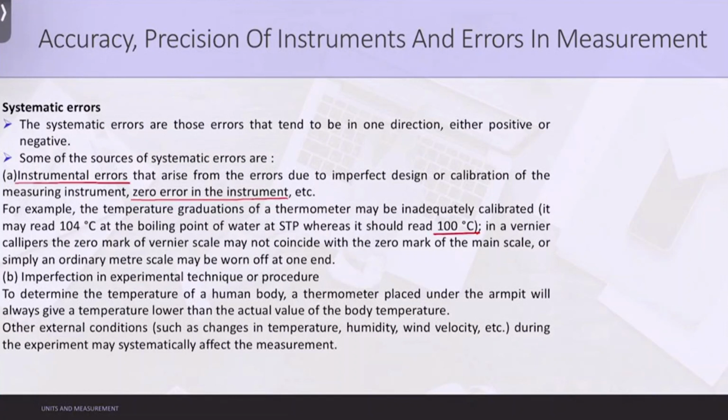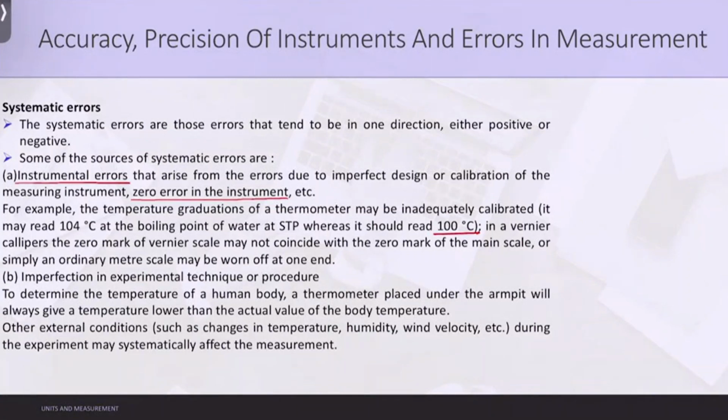Similarly, another example can be in a vernier caliper. The zero mark of the vernier caliper may not coincide with the zero mark of the main scale. This is nothing but your zero error. Or simply, an ordinary meter scale may be worn off at the end. So because of the wearing off, instrumental error can again occur.